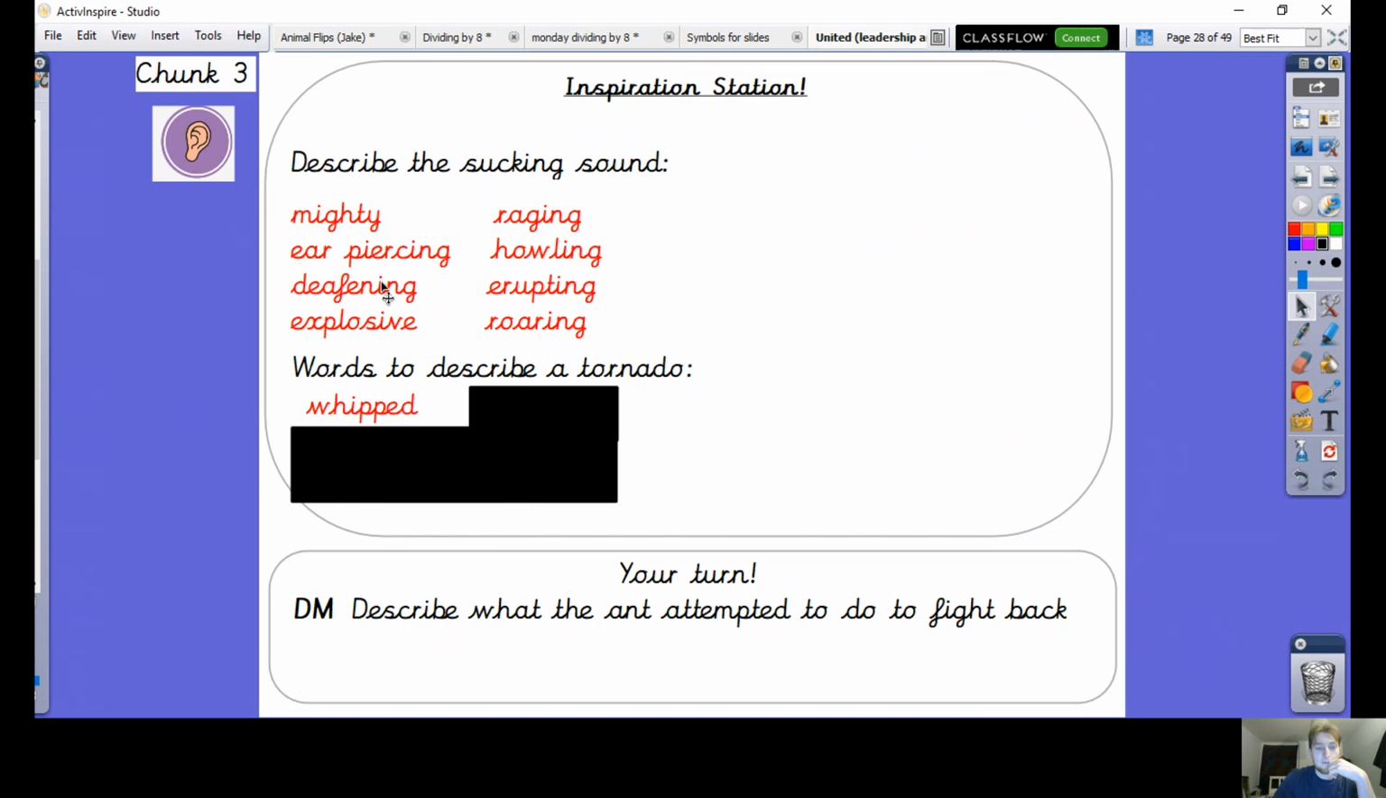So now we have that list of words, we're going to go to our next list of words, which are words to describe a tornado. I would like to think of some words to describe a tornado because tornadoes suck things up, just like this anteater is trying to suck up the ant. So I've come up with one word here, whipped. The tornado whipped. That's quite a nice word to help describe a tornado. Right, pause the video and come up with a few other words yourself to describe a tornado.